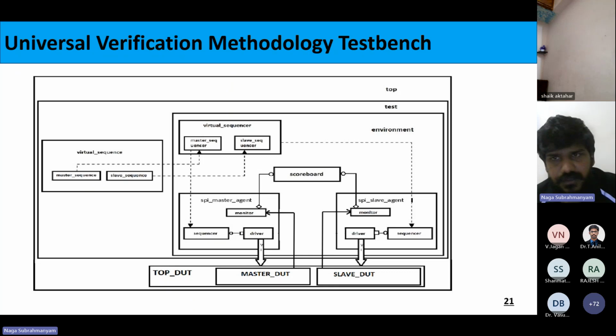This is another view. See here, this top will be the module. In this top, test will be there. Test is a class. In this class, one more class, which is environment. In these, more than two classes will be there, like the agent class. The scoreboard is a class. This is one more class, like that. These classes will generate the data and put the data into the DUT through the interface.